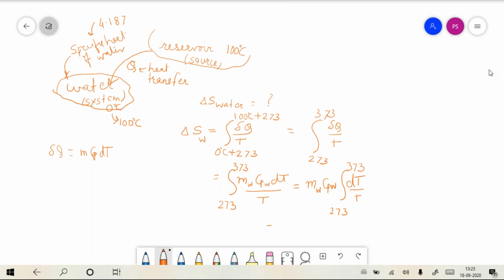If you solve this, the integral would be m cpw ln T2 by T1. Solve this and tell me the answer.